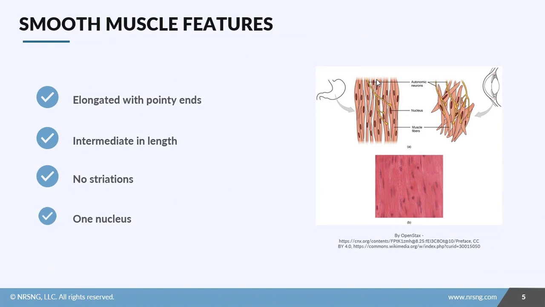So smooth muscle cells are also very distinctive, and they're elongated, and they have these pointy ends, and they're intermediate length, but they also have no striations. They also have one nucleus, and that's what separates them from the others.